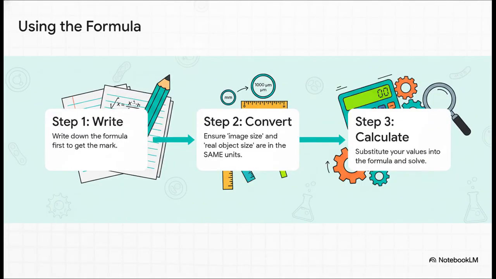Following these 3 steps is the secret to getting full marks on these questions every single time. Step 1. Always, always write the formula down. That's often worth a mark on its own. Step 2, and this is the crucial one, listen up. You must make sure your units are the same. If one is in millimeters and the other is in micrometers, you have to convert one of them before you do anything else. Only then, for step 3, do you plug the numbers in and do the calculation.